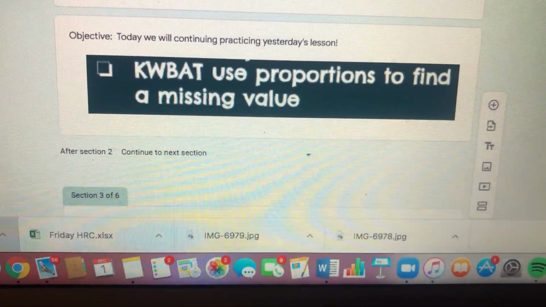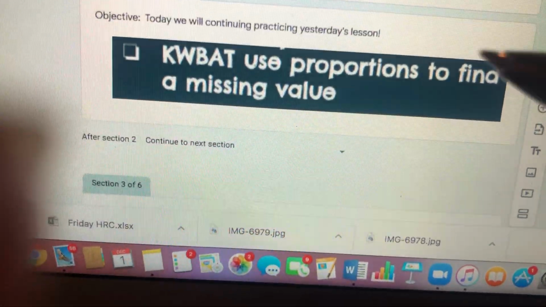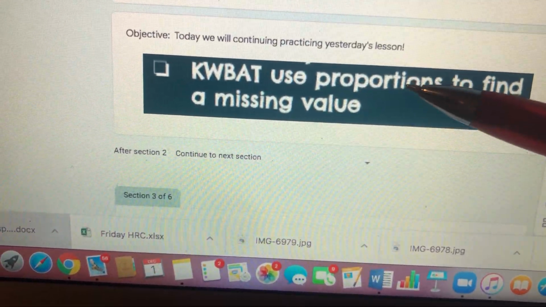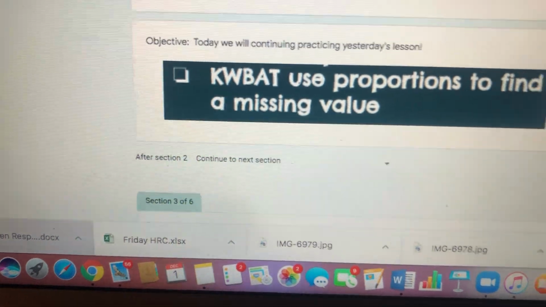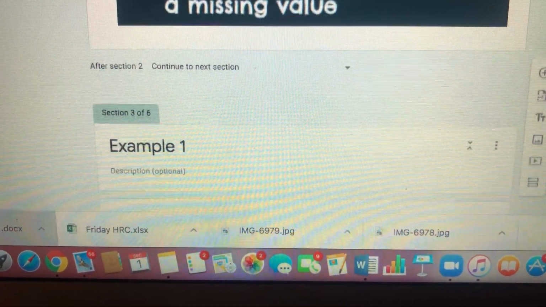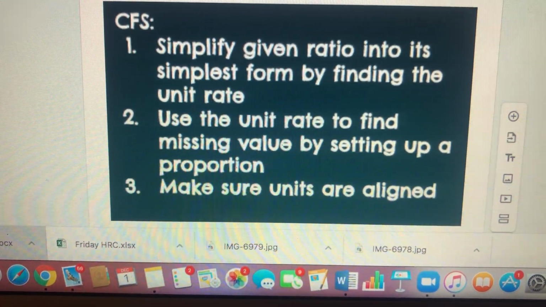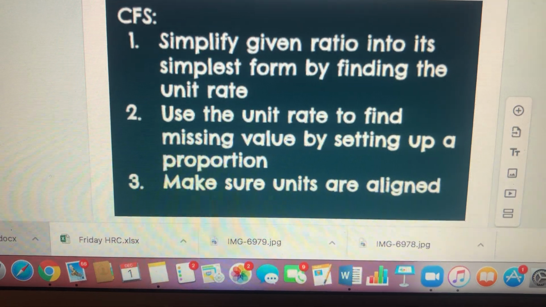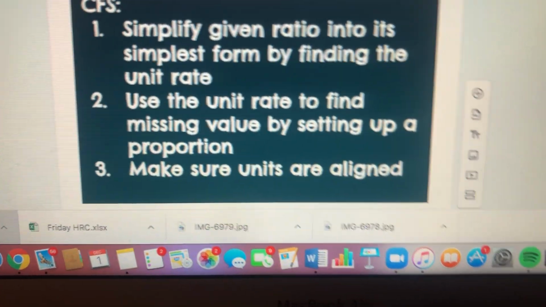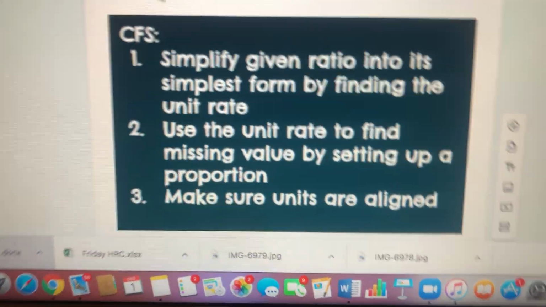Alright guys, so today you're going to use proportions to find a missing value. Emphasis on proportions. We're going to be using this to solve any missing value that we need to find. Over here we're going to have the CFS. I will be using the CFS to help us solve the problem, and this will be super helpful once you do the work independently.